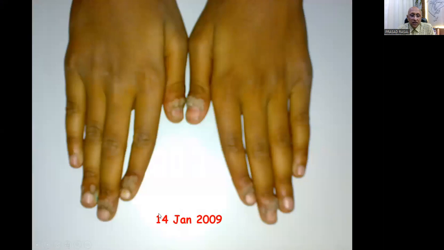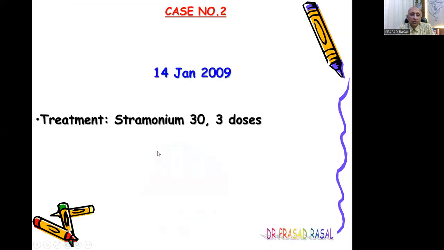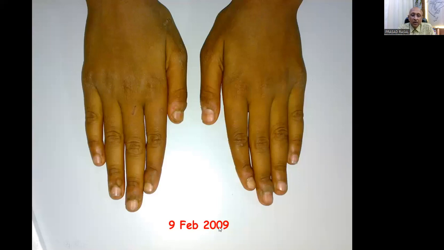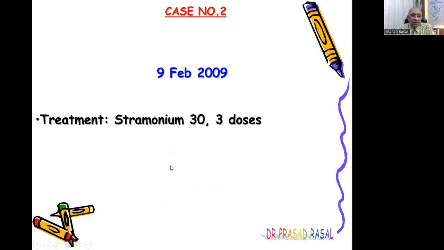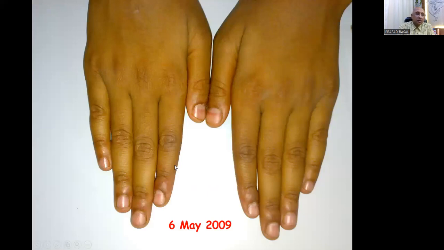So I have given stramonium. This is the first day, 14 January, and I gave him stramonium 33 doses. Then after a month, he was brought to me on the 9th of February. See the warts disappearing. It is gradually disappearing. You can see the picture over there. So I repeated the dose again, stramonium 33, more doses. And in the month of May, you can see that everything has vanished.